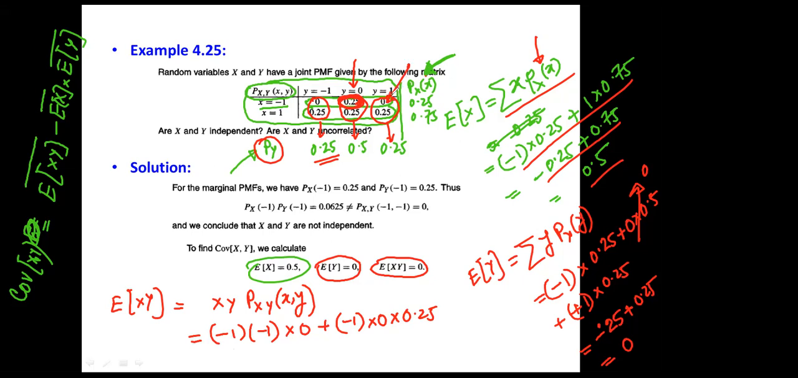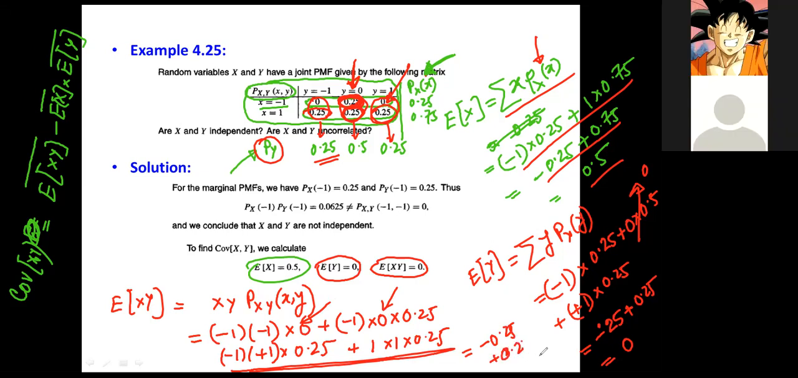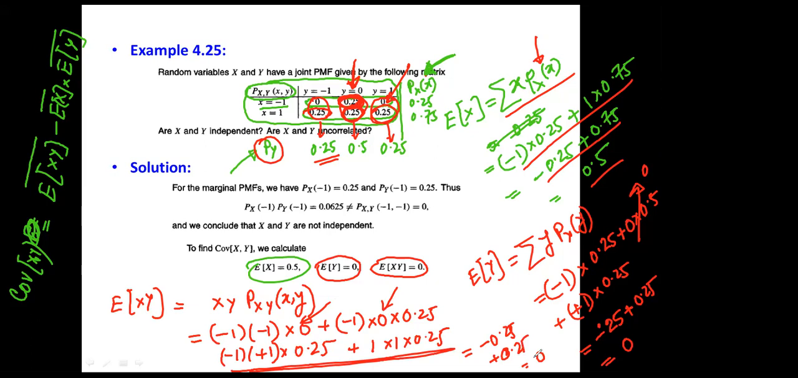Okay. And then this is 0. We don't need to write it out. And that one is -1 into +1 into 0.25, and then this is 0 because the y value is 0. We don't need to write that. That one will be what? 1 into 0.25. Actually, this one is 0, this one is also 0. So there are only two values. And then this one is -0.25, another one is plus 0.25. So that value will be equal to 0. Is it clear? Yes. So this E of xy is 0.